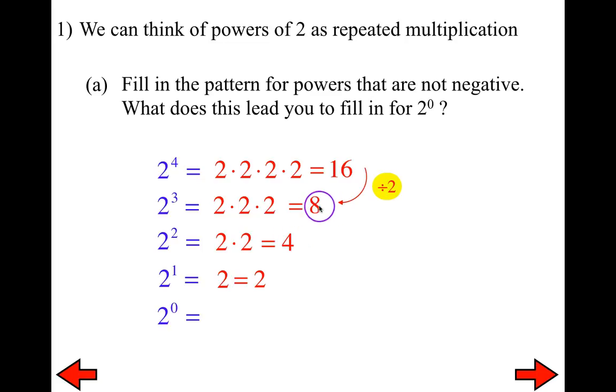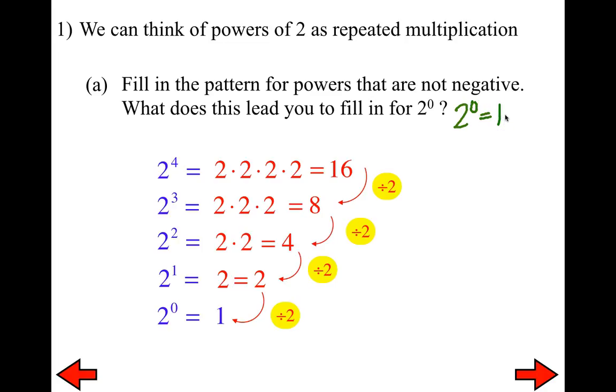How does 8 become 4? Well, 8 was divided by 2. Again, how was 4 turning into 2? 4 was divided by 2 to give you 2. So now the next question is, if we continue this pattern, what would 2 to the 0 be? Well, 2 divided by 2 would be 1. So the answer of 2 to the 0 would be 1.